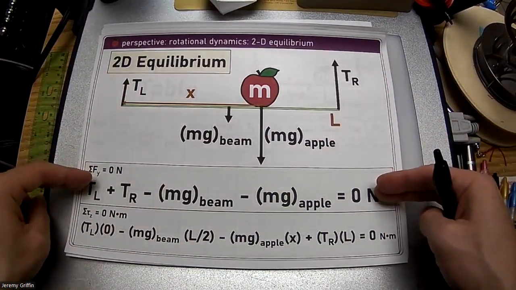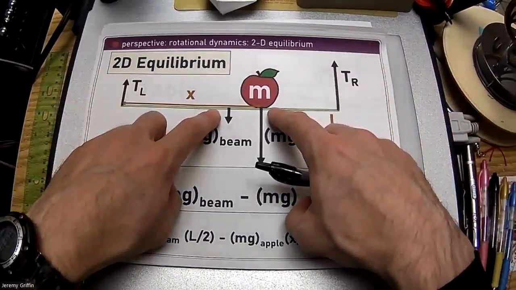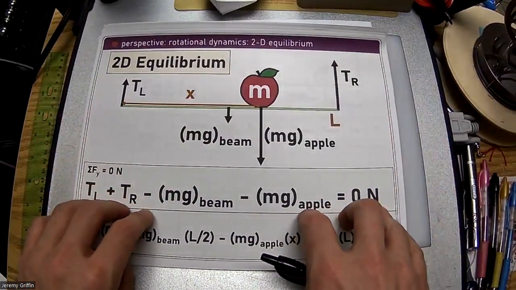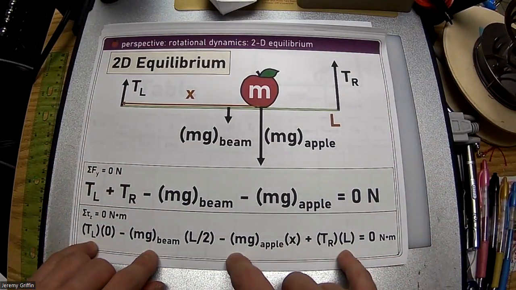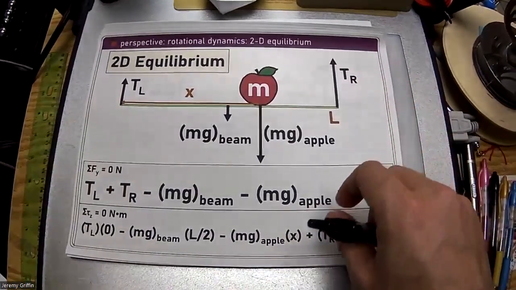One is that the sum of the forces goes to 0. In this case, all the forces are vertical. So these 2 upward verticals balance with these 2 downward verticals, so it zeroes out in terms of force. And the other condition is that the torque zeroes out. And you can't solve the full problem, like what are these 2 tensions, without both of those details.